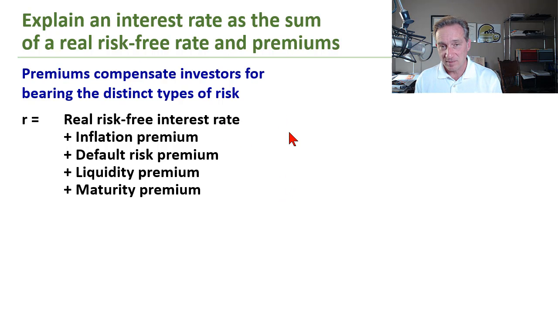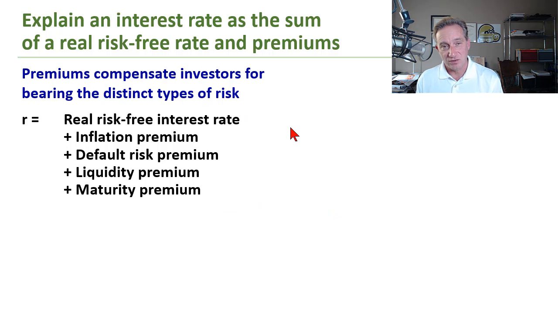So the next learning outcome asks us to explain the interest rate as the sum of the risk-free rate and premiums. So you can see our base ingredient here is the real risk-free interest rate. And then we have, in this case, under the CFA syllabus, 4 premiums that are compensation for risk incurred. So this is really from, let's say, a supply perspective, right?